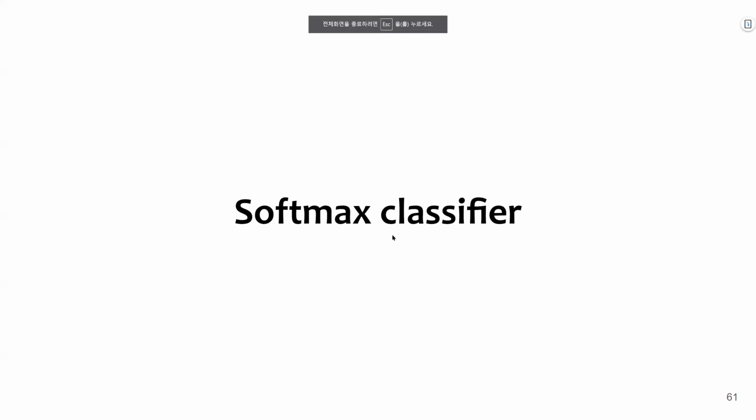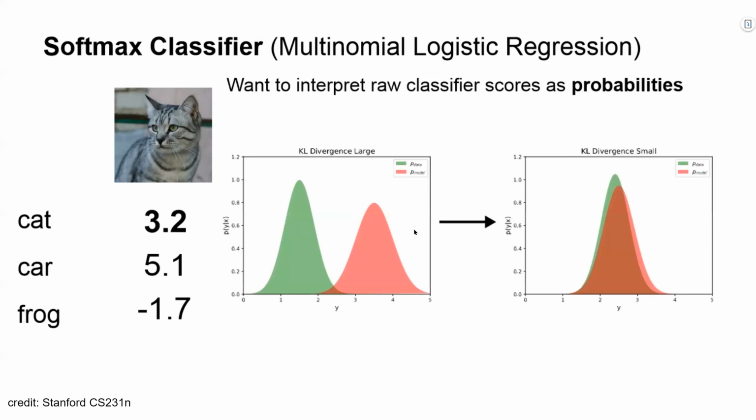All right. Now let's talk about softmax classifiers. Softmax classifiers are sometimes called multinomial logistic regression. And some of you might be wondering what logistic regression is, and I'm going to talk about what logistic regression is in the following slides.